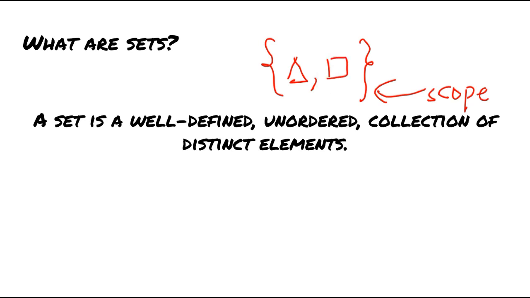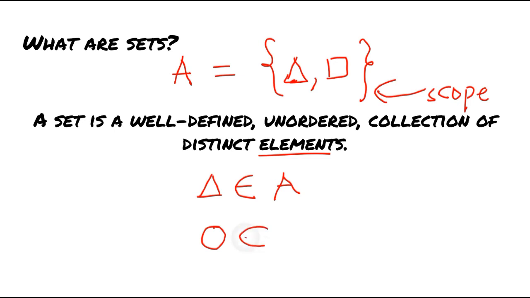or any elements. So for this particular set, we could have a name, for example, A, and we can say that shape triangle, for example, is an element of set A. You can also say like the circle is not an element of set A.